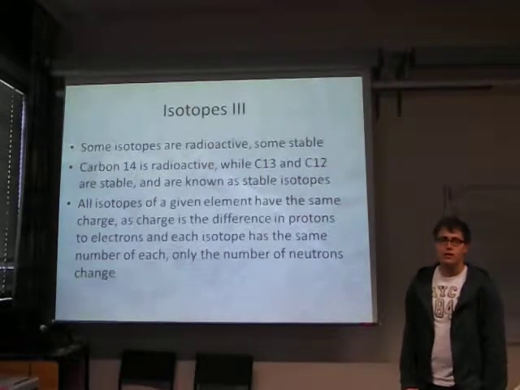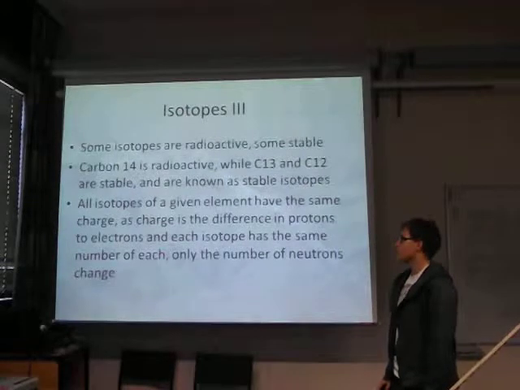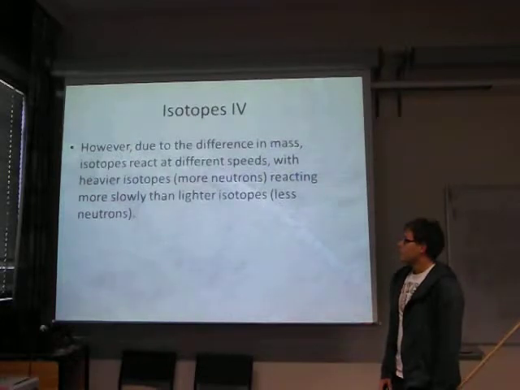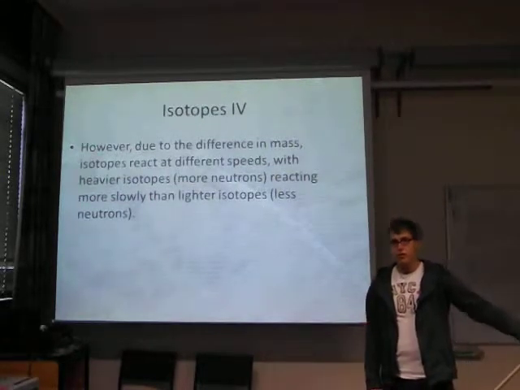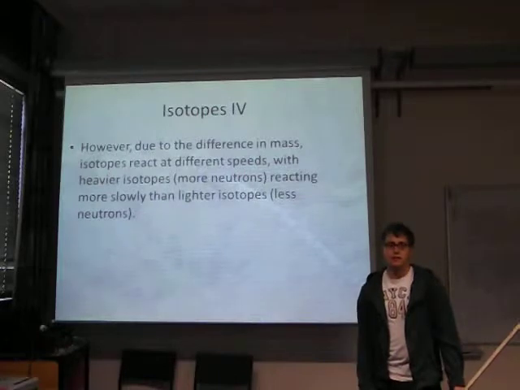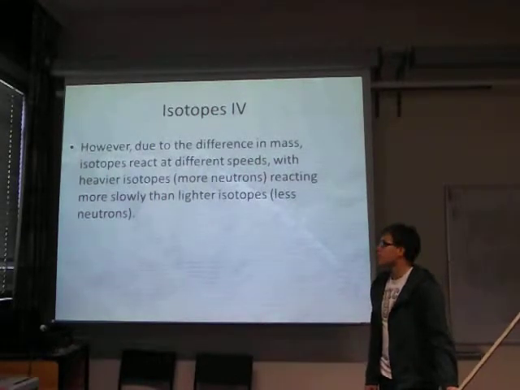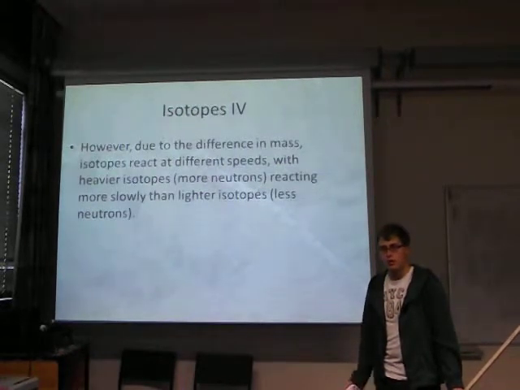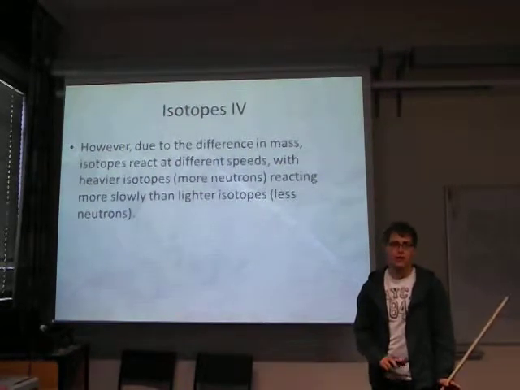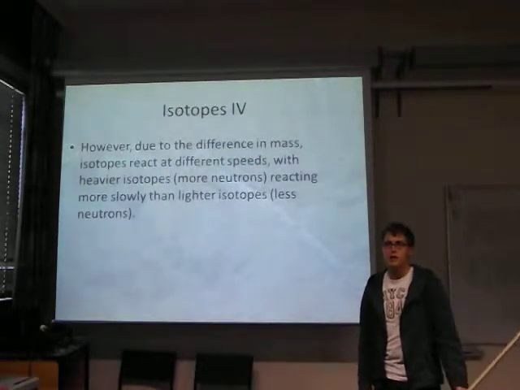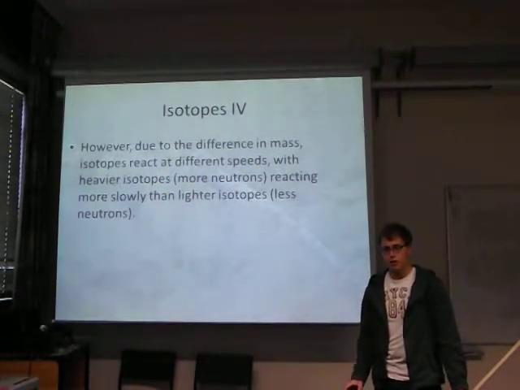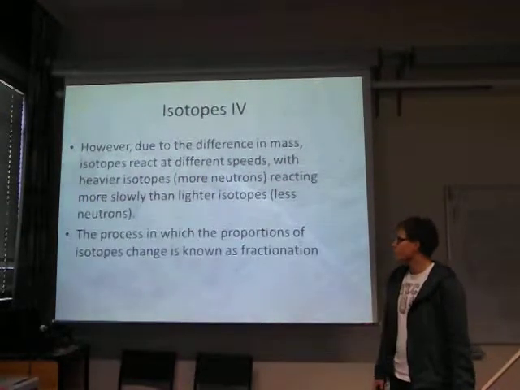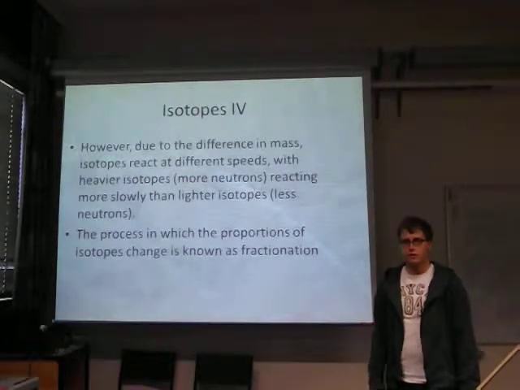And as I said before, all isotopes have the same charge. It's only the neutrons that change. Because of the different amount of neutrons, each isotope has a different weight. So these weights affect the way in which they react. It's harder to evaporate heavier isotopes, easier to evaporate the lighter isotopes. When you're evaporating water, you're going to evaporate your steam into the lighter isotopes. And this is known as fractionation. This is the process of fractionation.